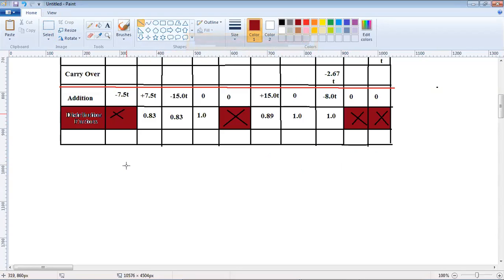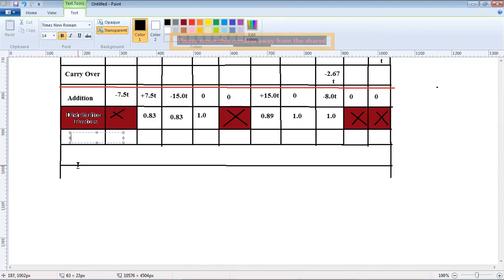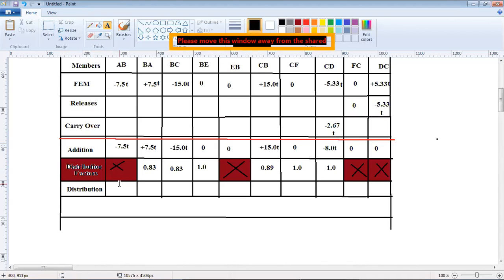Next, what do we do? I distribute the moments now. Let me distribute the moments. Now this is after distribution. There is no need of distribution at this point. No distribution happening here. You do not need to do the distribution here.